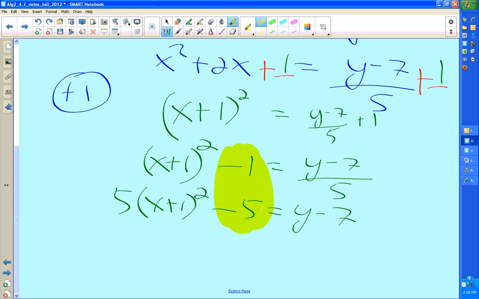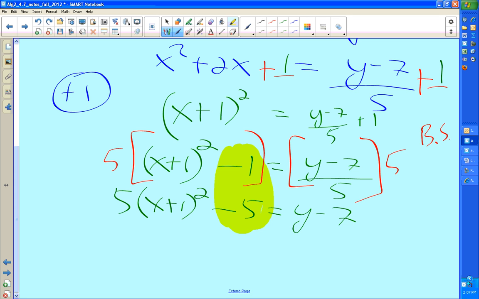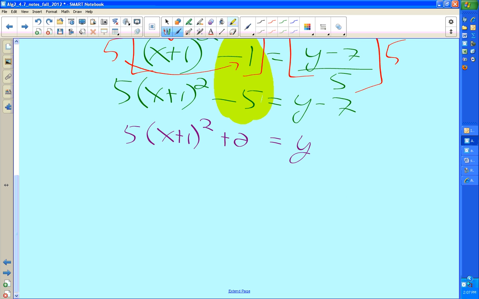When we multiply both sides by 5, BS stands for both sides. I multiply by 5, I multiply by 5. That means I distribute here and here. It's the times 1 that is the key. And then you add 7. And when you add 7, you get 5 times x plus 1, quantity squared, plus 2 is equal to y. Y equals 5 times x plus 1 squared plus 2.